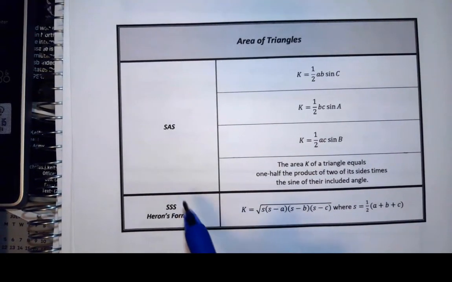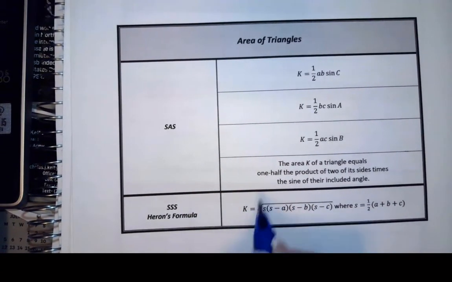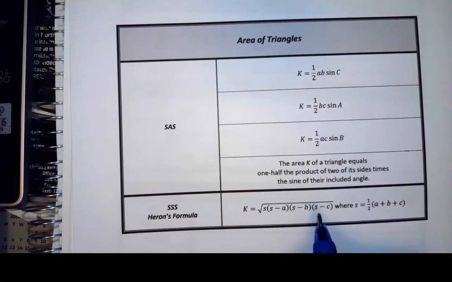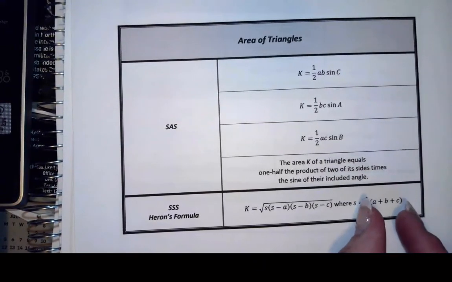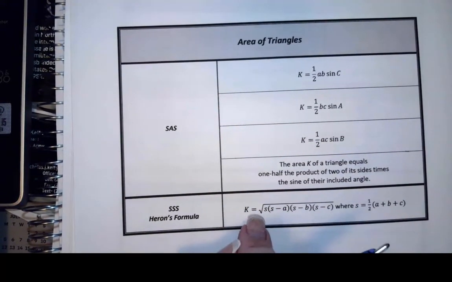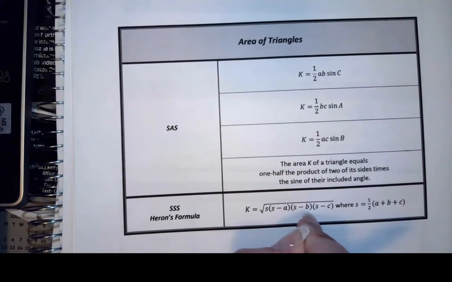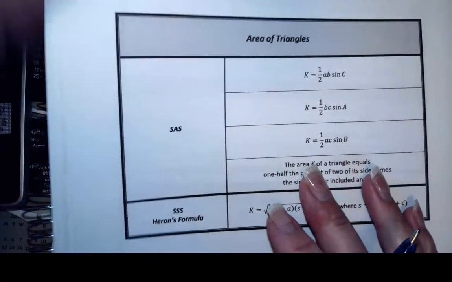If we've got a side-side-side, which means we have no known angles, we're going to apply Heron's formula. And that's going to be K equals the square root of S times S minus A, S minus B, S minus C, where S is half of the sum of all three sides. So basically, you're going to find half the sum of the sides and put it here, and then take that answer minus a side, that answer minus another side, and that answer minus a third side. Take the square root and you're done. So those are the formulas that we're going to use.